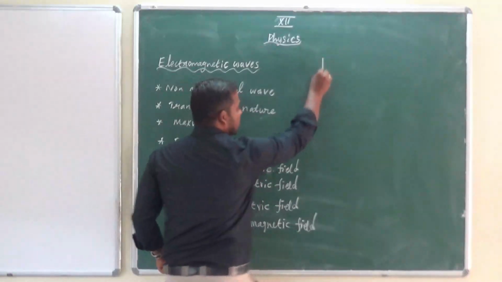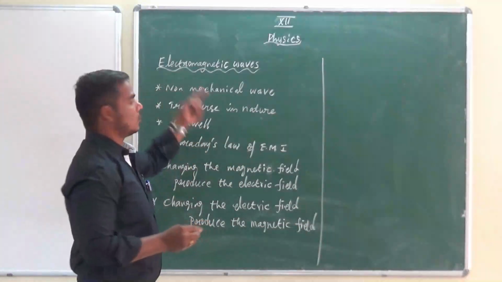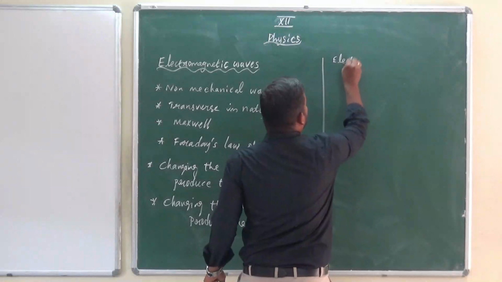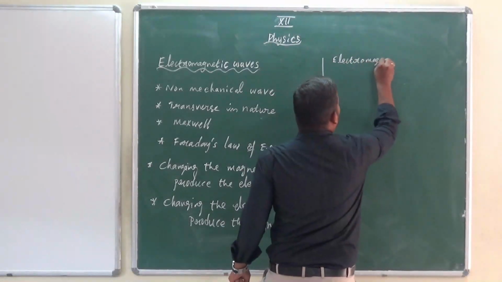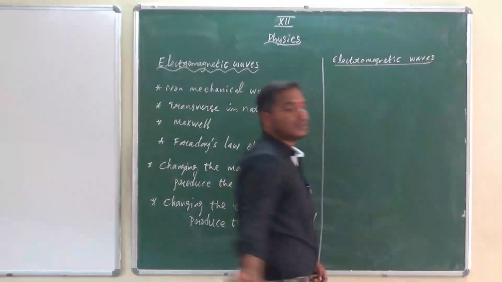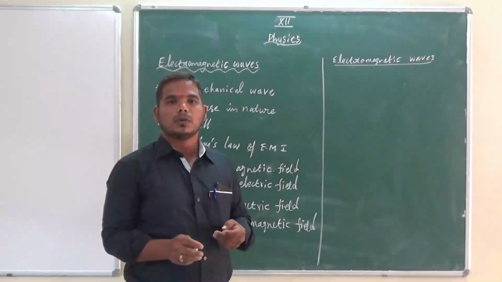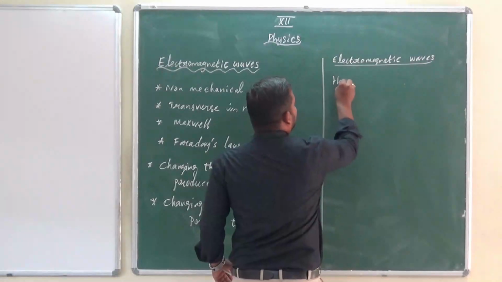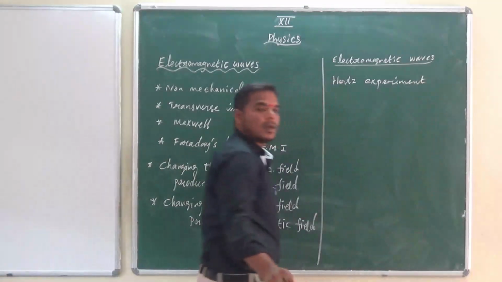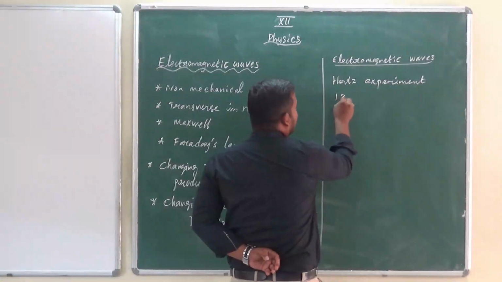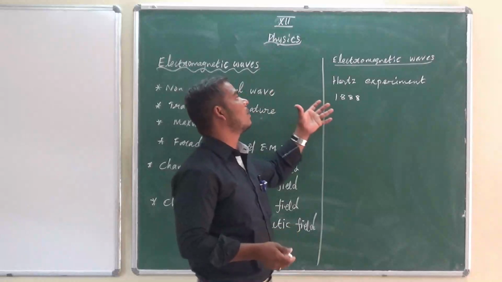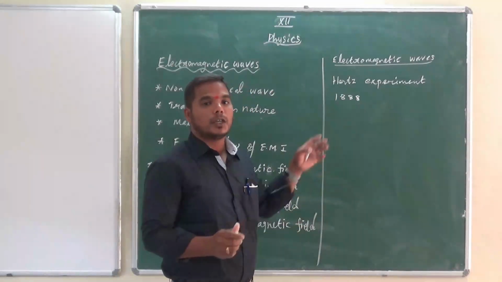He predicted the production of electromagnetic waves. And the production of electromagnetic waves was experimentally confirmed using the Hertz experiment in the year 1888. Using the Hertz experiment, it was proved that electromagnetic waves are produced, using a separate experimental setup.